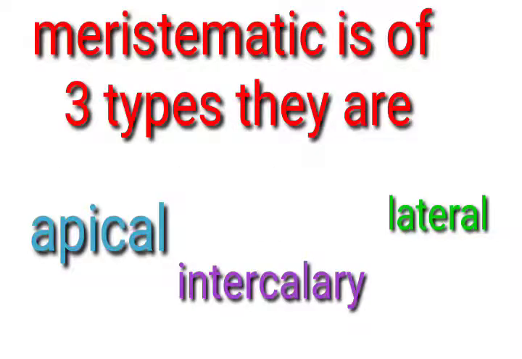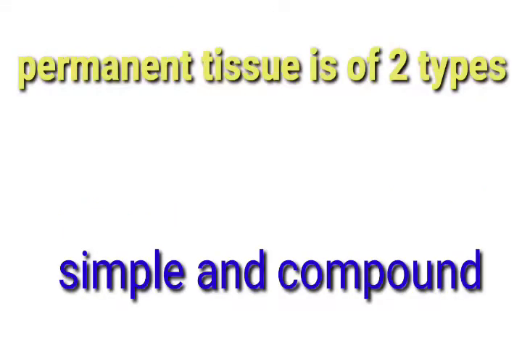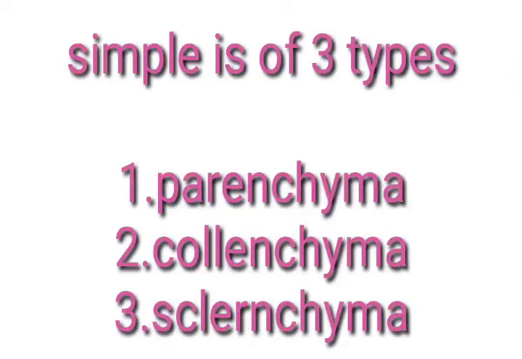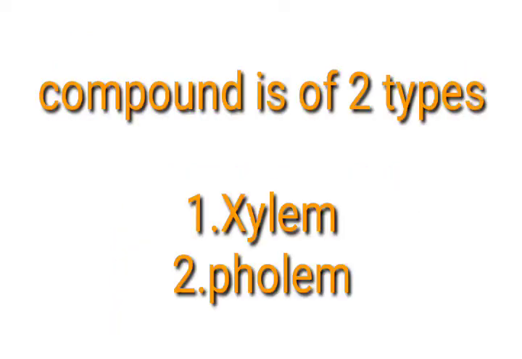Meristematic tissues are of three types: apical, intercalary and lateral tissue. And then permanent is of two types: simple and compound. Simple is of three types: parenchyma, collenchyma, sclerenchyma. These definitions I will be telling in this or in the next video. And then compound is of two types: xylem and phloem. Compound we can also call complex.